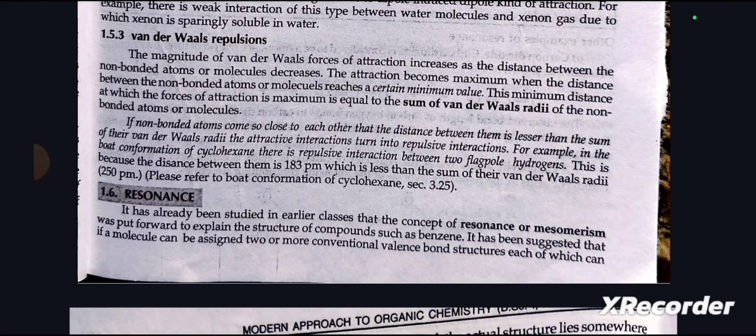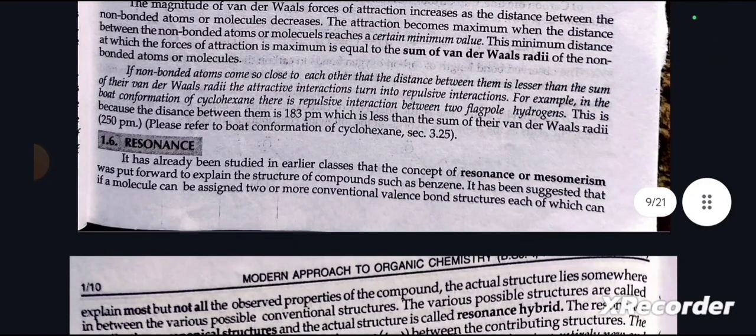1.5.3 Van der Waals repulsions. The magnitude of van der Waals forces of attraction increases as the distance between the non-bonded atoms or molecules decreases. The attraction becomes maximum when the distance between the non-bonded atoms or molecules reaches a certain minimum value. This minimum distance at which the force of attraction is maximum is equal to the sum of van der Waals radii of the non-bonded atoms or molecules.